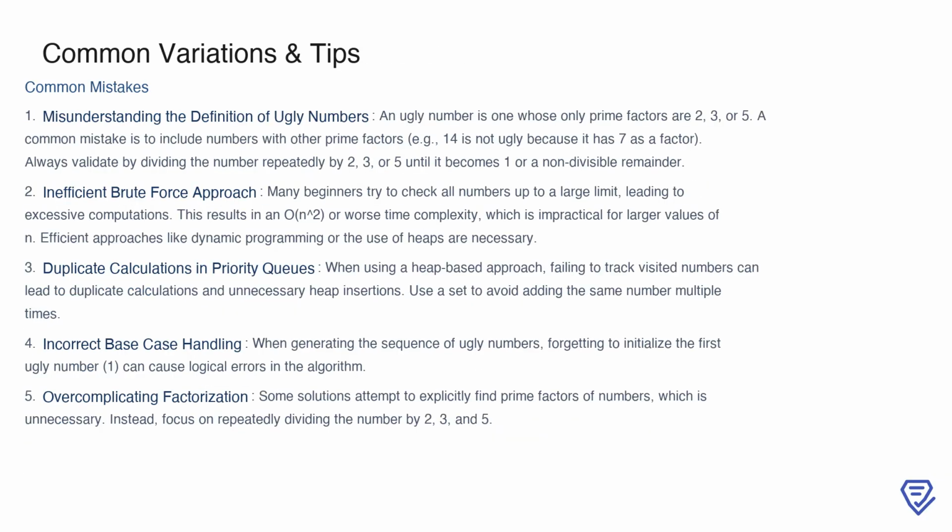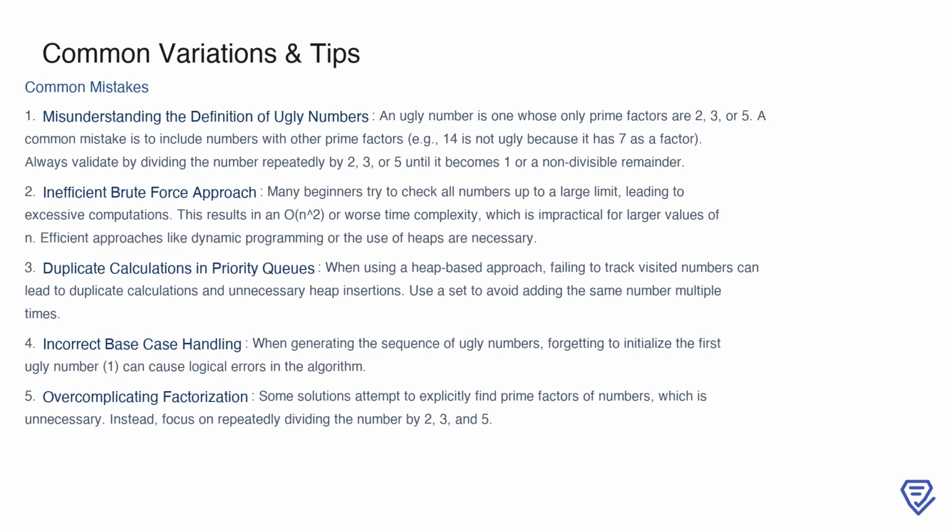When working with Ugly Number 2, there are several common mistakes to be aware of. First, it's crucial to understand the definition of ugly numbers. These are numbers whose only prime factors are 2, 3, or 5. For instance, 14 is not an ugly number because it includes the prime factor 7.